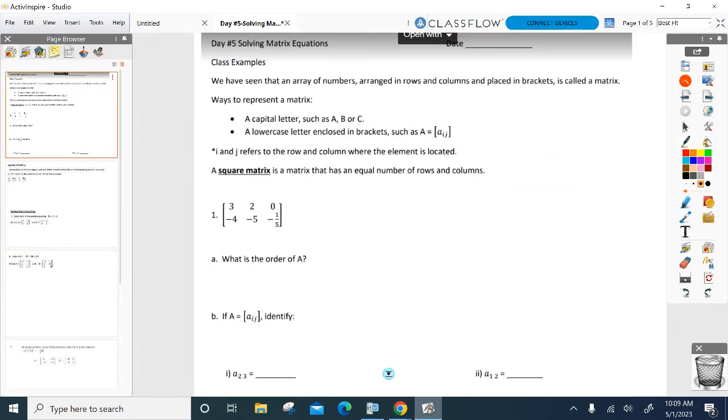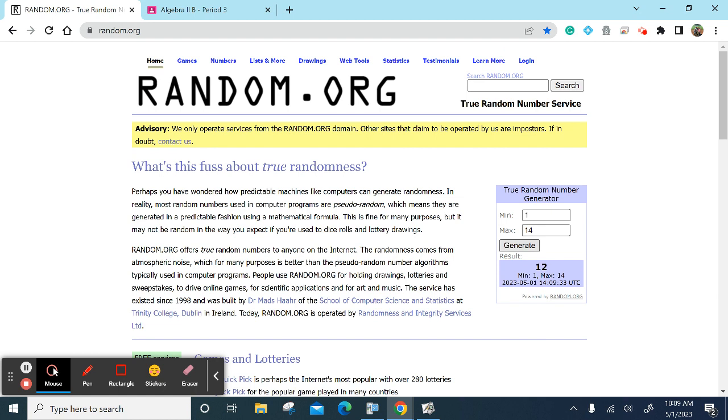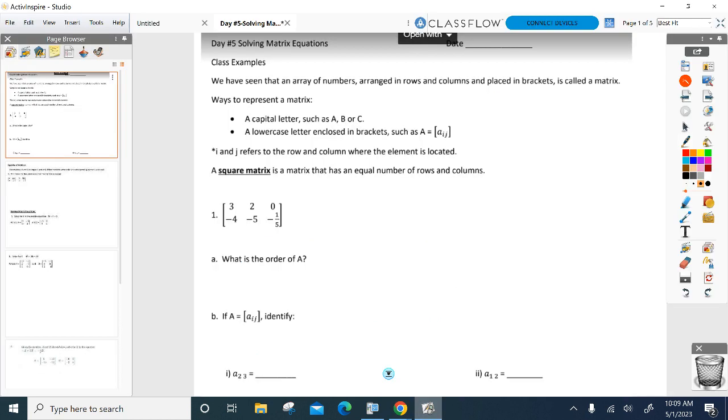All right, what's the order? How big is this bad boy here? Let's roll. 1 by 2. How big is this? 3 by 2. Which one comes first? 2. Tim, zip it.